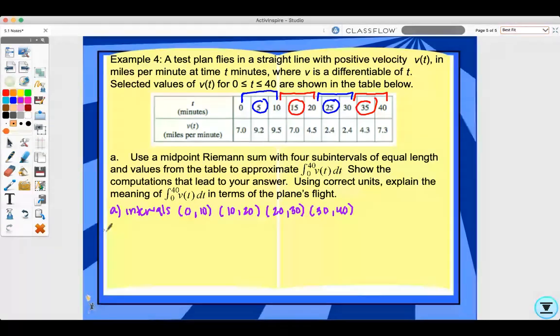If I want to use my midpoint rectangular approximation method, these intervals have equal length of 10, and I would use the midpoint of each of them, so it would be 9.2 plus 7.0 plus 2.4 plus 4.3. When I put it in my calculator, this would be 229 miles. So the test plane flies approximately 229 miles in 40 minutes.